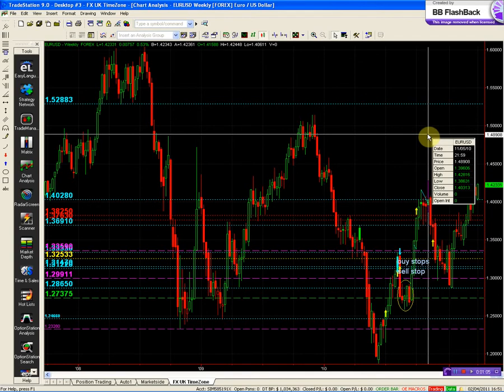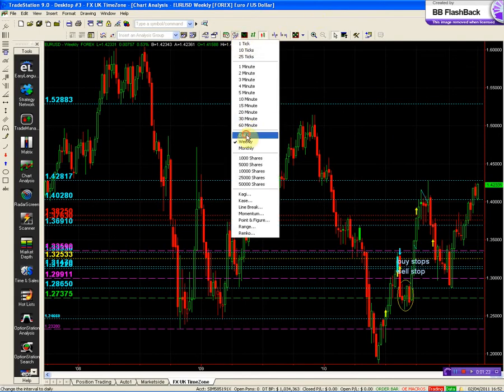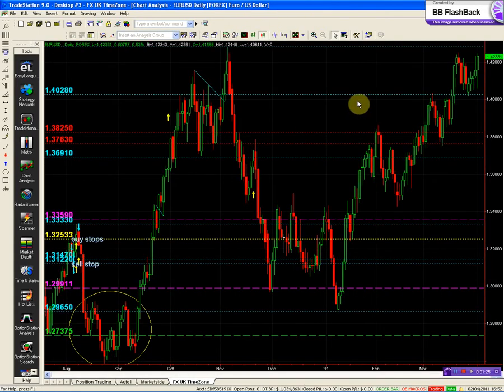This high is 142.81. Now, looking at the bigger picture on a weekly, that's a big failure to make a new low. This is a structure 142.81 on a weekly. That is most certainly our structural long point. Structural long in the euro dollar.